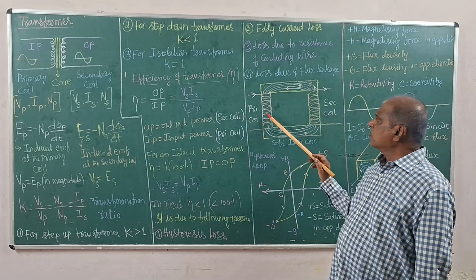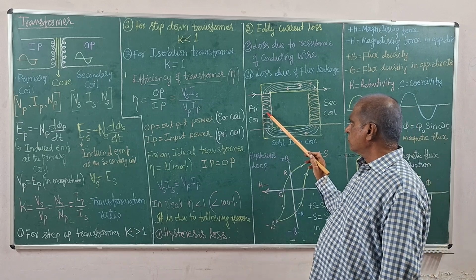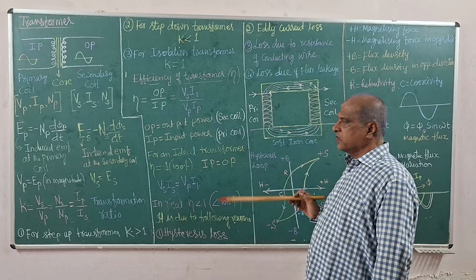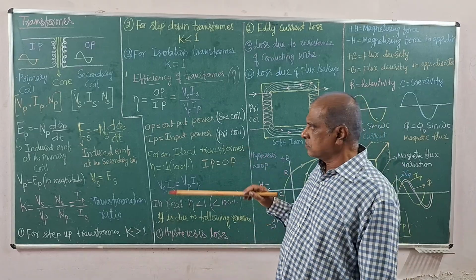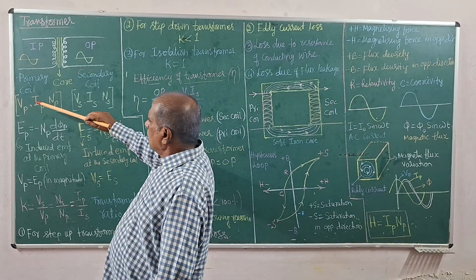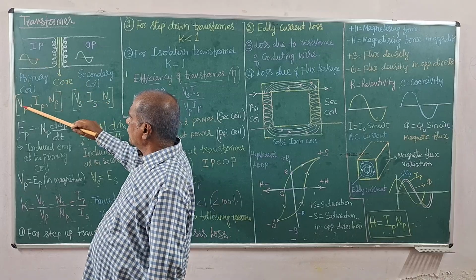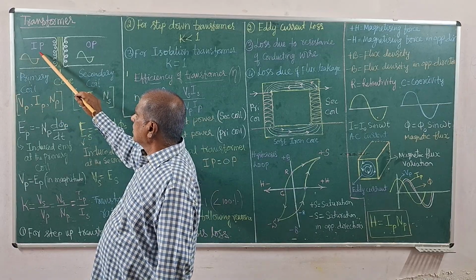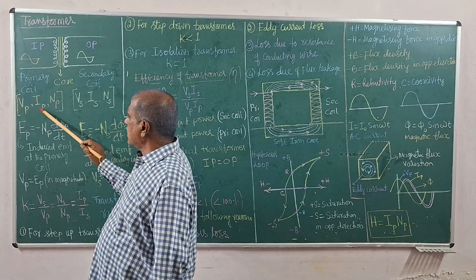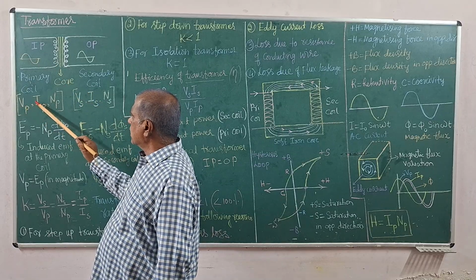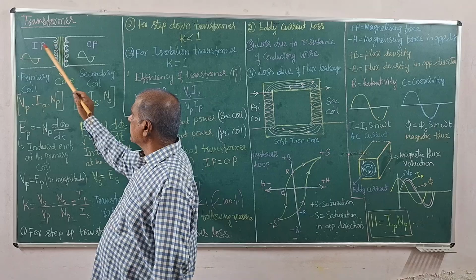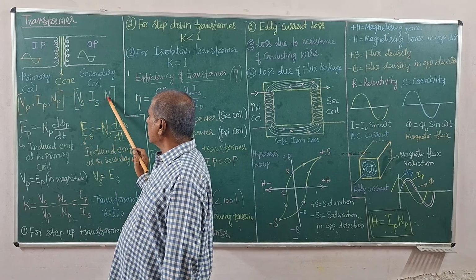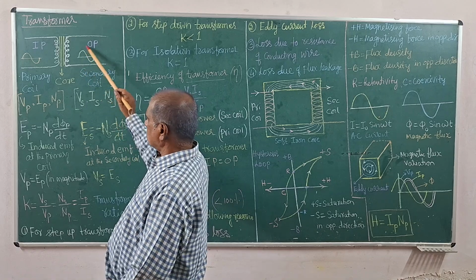The magnitude of flux induced is given in accordance with Faraday's law. I call these parameters, the voltage applied to the primary coil. P stands for primary: voltage, current and number of turns of the primary coil. And voltage, current and number of turns of the secondary coil, here.